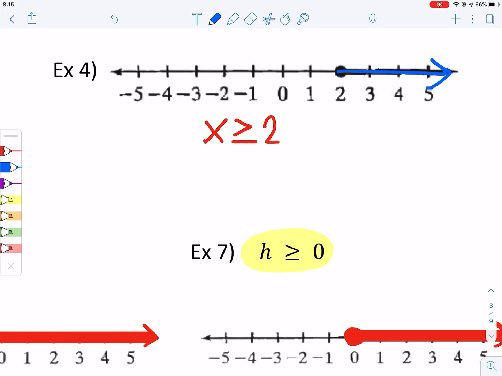This is pointing to the right. My inequality is also pointing to the right. So I know I'm good. X is greater than or equal to 2.